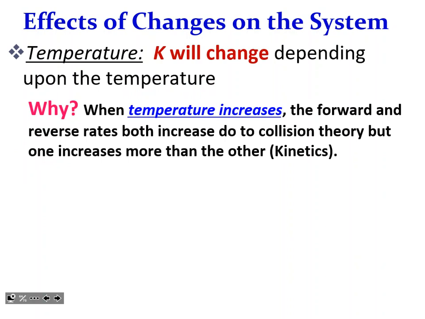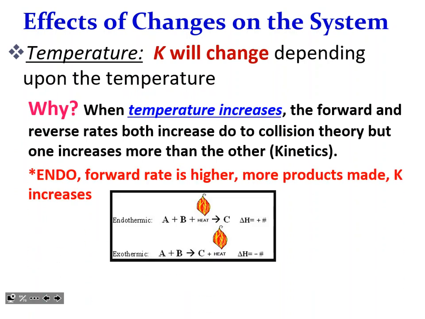Now we know that temperature affects the K value. It will change the K value, but why? When temperature increases, the forward and reverse rates both increase. If you think about collision theory, if you're increasing the temperature, the average kinetic energy of the particles is higher, and they're all moving faster. But the thing is, it's not always equal. One of them is going to be greater than the other. So one increases more than the other, and this is a kinetics thing. We're going to do an entire unit on kinetics.